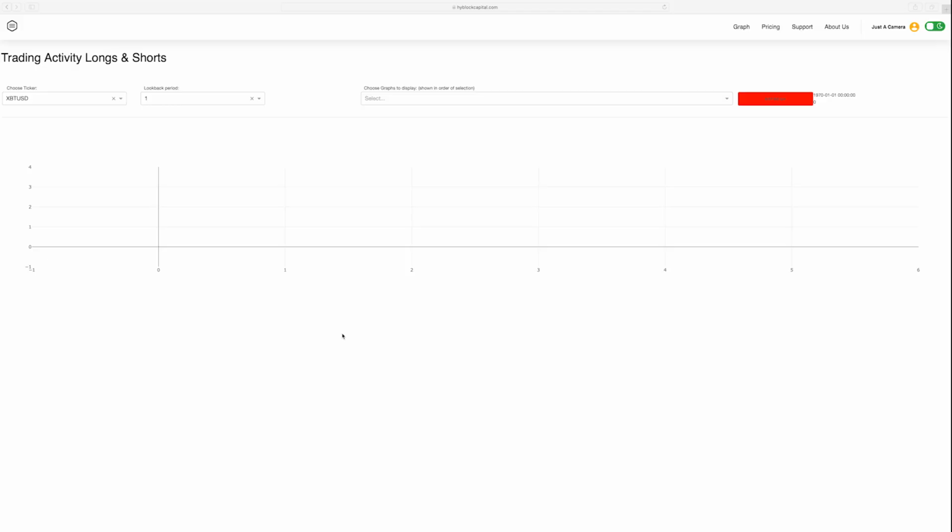Okay, so today we're going to be diving deeper into High Block Capital, and we're going to be looking at some more features of the platform. And so if you recall, we went over liquidation levels and we looked at our positions heat map. And this is going to be about the trading activity tab.